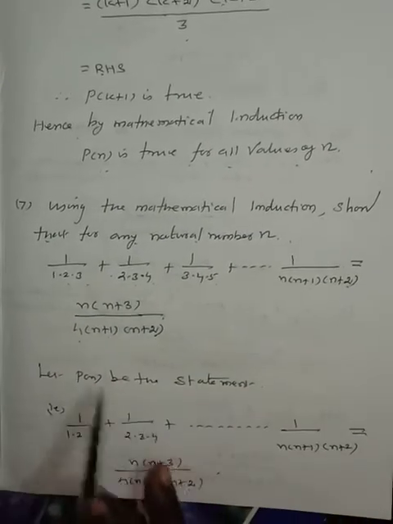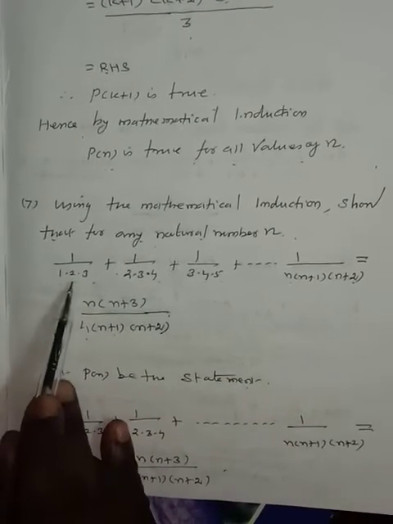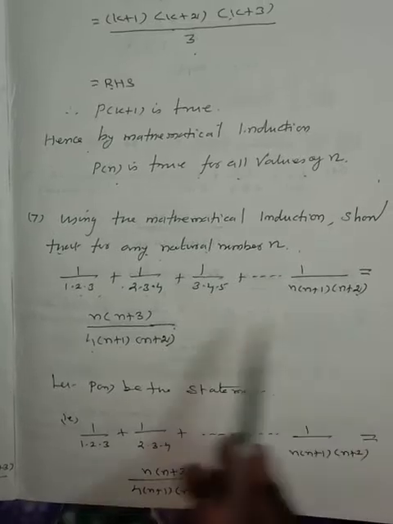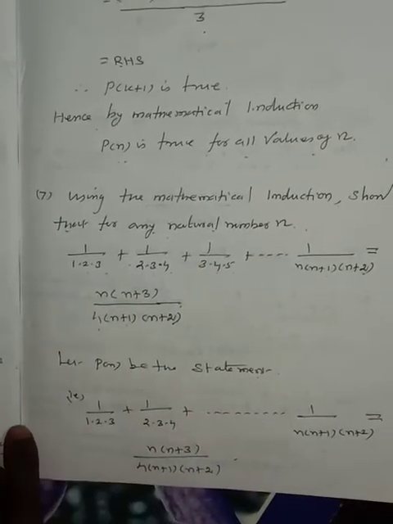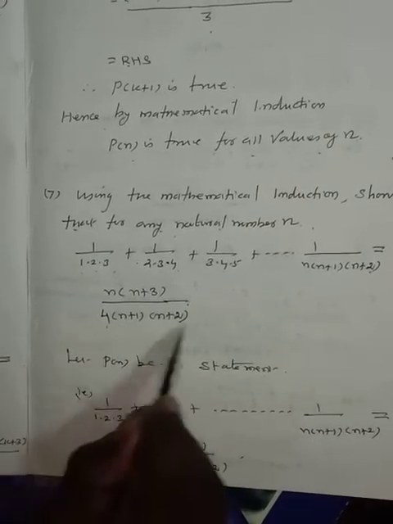Let P(n) be the statement. The given statement is 1 divided by 1.2.3 plus and so on to 1 divided by n into (n+1) into (n+2) is equal to n into (n+3) divided by 4 into (n+1) into (n+2).